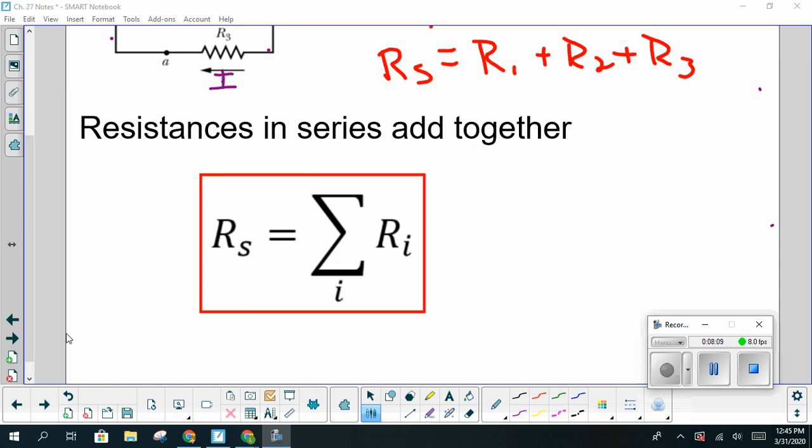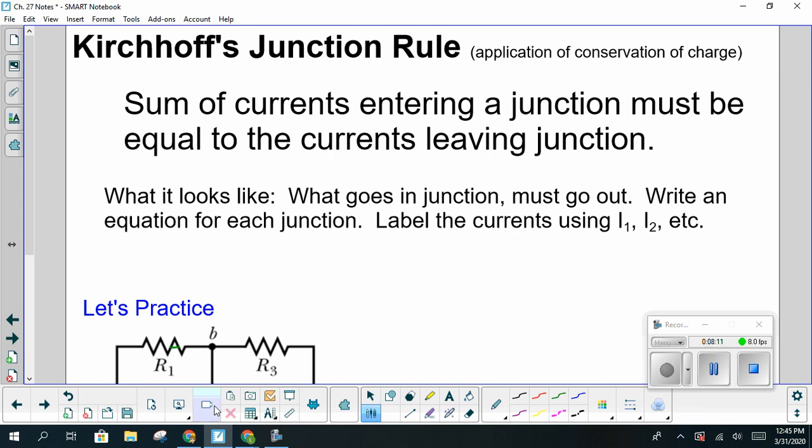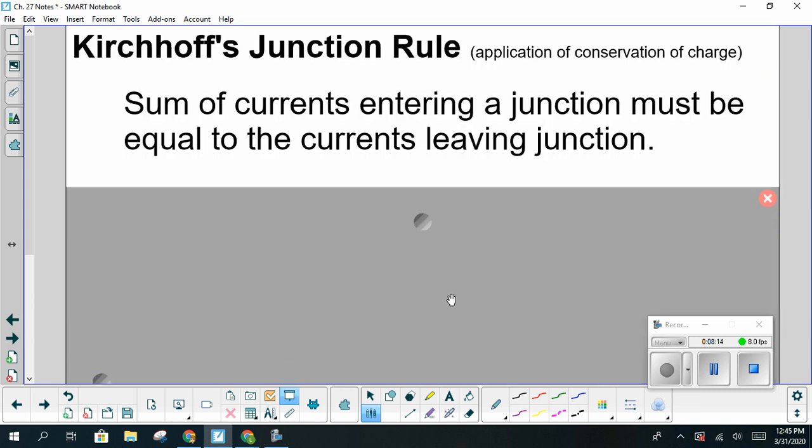Kirchhoff's junction rule. So Kirchhoff's junction rule is a conservation of charge application. And essentially what it says is the current that goes into a junction has to be the current that's leaving a junction. So you can think of that almost like the number of cars that go in an intersection are the number of cars that go out of an intersection. No, we're not talking about roundabouts here. We're talking about just traditional intersections.